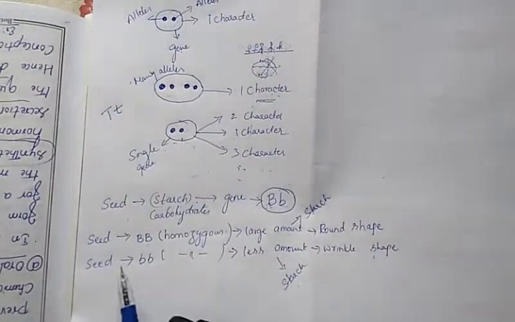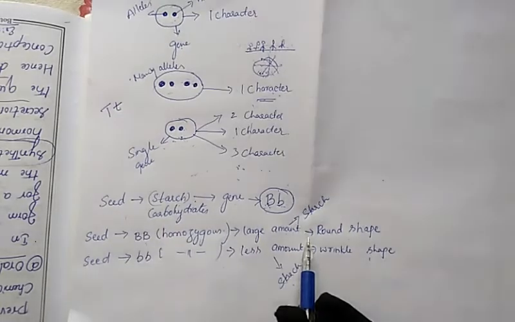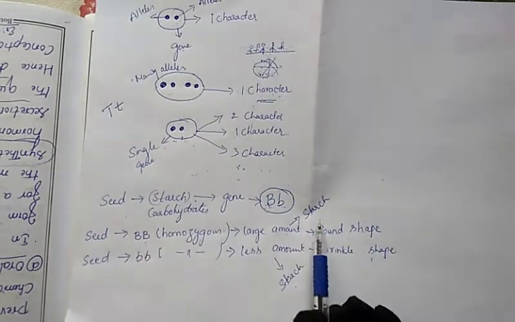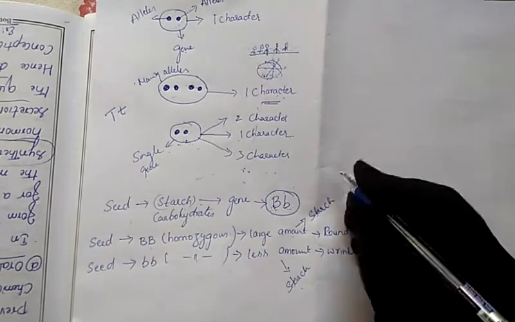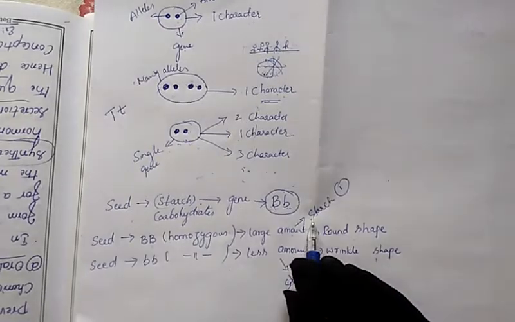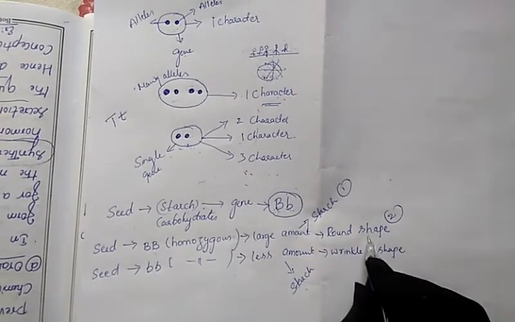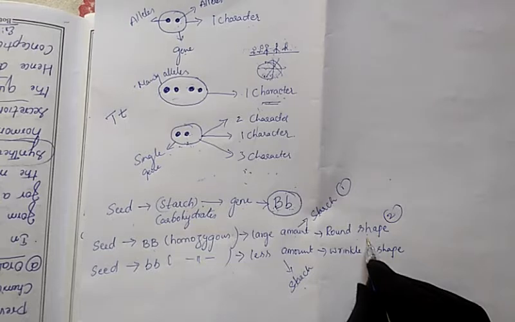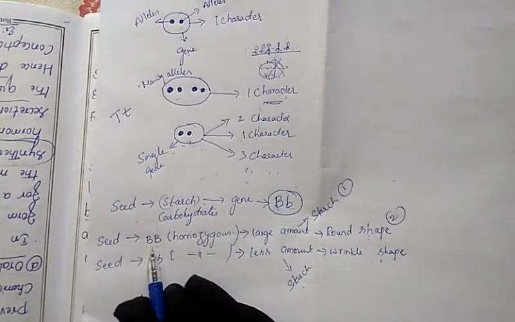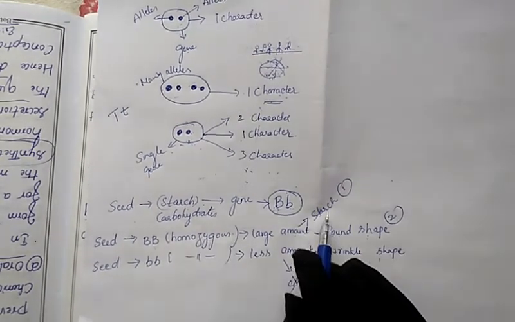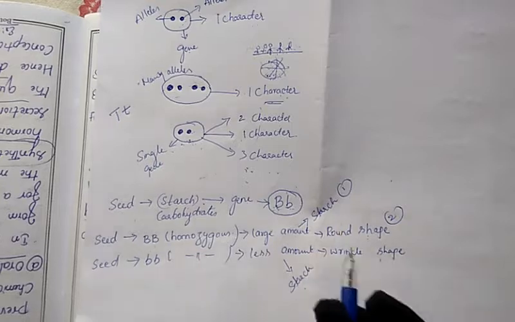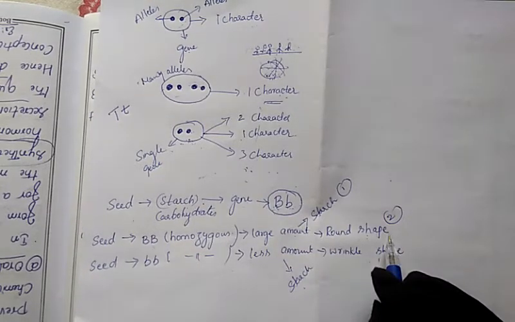That means a single gene is performing many characters. A single gene is performing two characters. Which are the characters? One character is starch synthesis. The other character is the shape, round shape or wrinkled shape. So the seeds which contain this type will hold one character, starch synthesis, and another character, round shape.